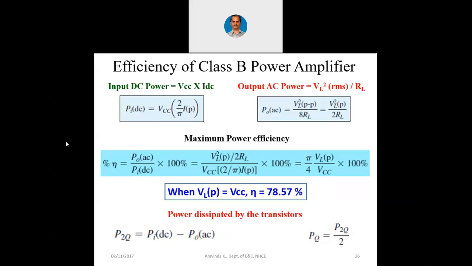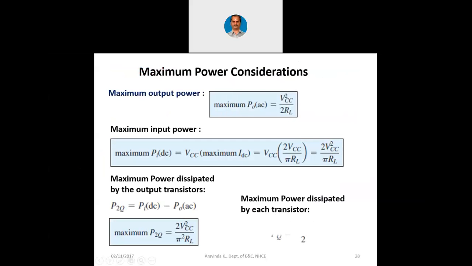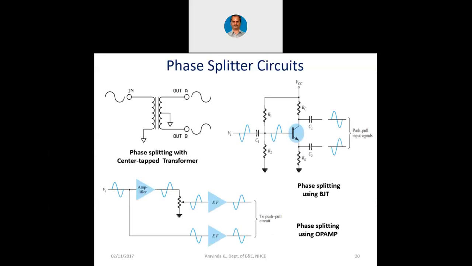Only thing is the circuit configurations are slightly going to differ, but the analysis of the circuit is going to be the same. So these are the formulae which we are going to use for the solution of the problem for class AB. So remember, PIDC is VCC into IP into 2 by pi. P0 AC is VL square P divided by 2RL. P2Q is PIDC minus P0 AC. So using these formulae, let us solve that exercise.